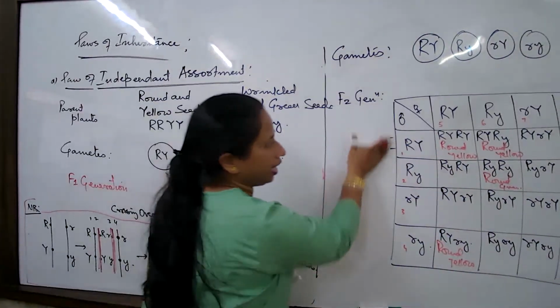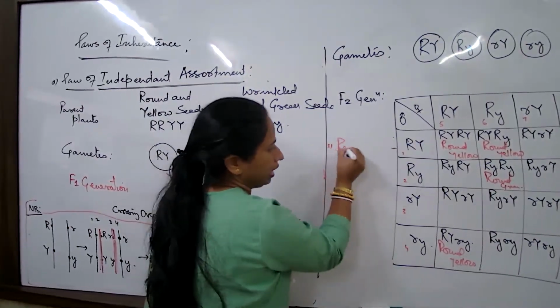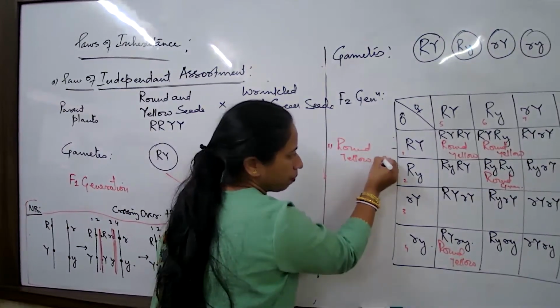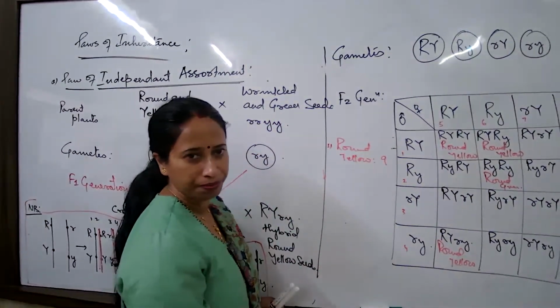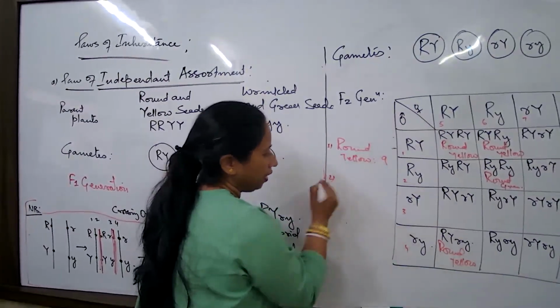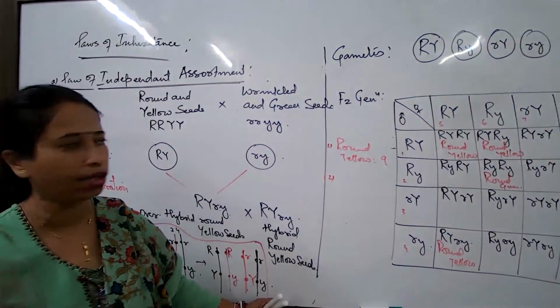So how many plants you are supposed to get now? You are supposed to get 4 types of plants. Which are the 4 types? One is round and yellow. How many plants you are supposed to get round yellow? 9. You are supposed to get this. Complete this at home, not a worry. Next, tell me. First you understand the method, then complete it at home, understand and do.